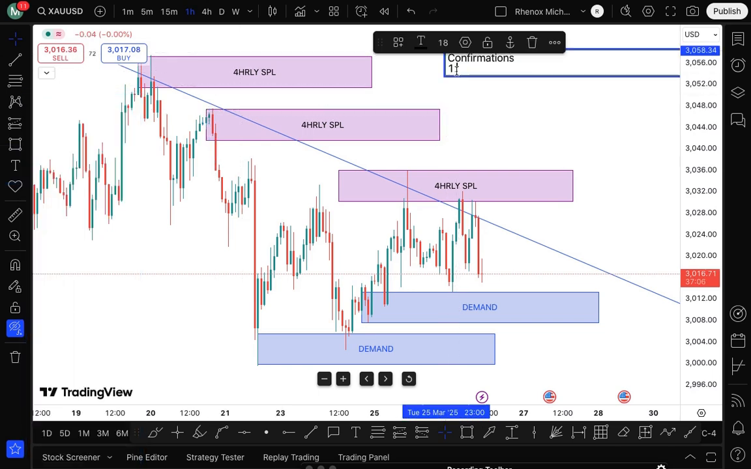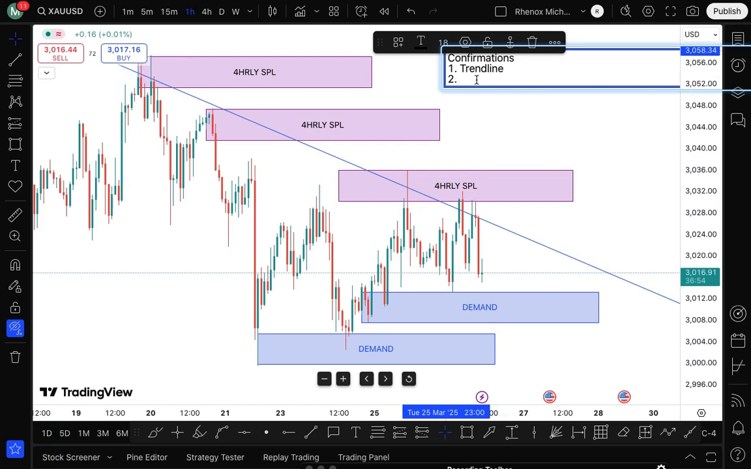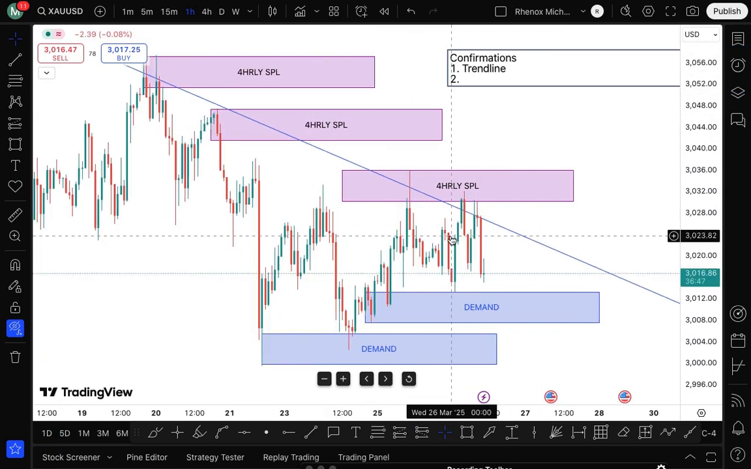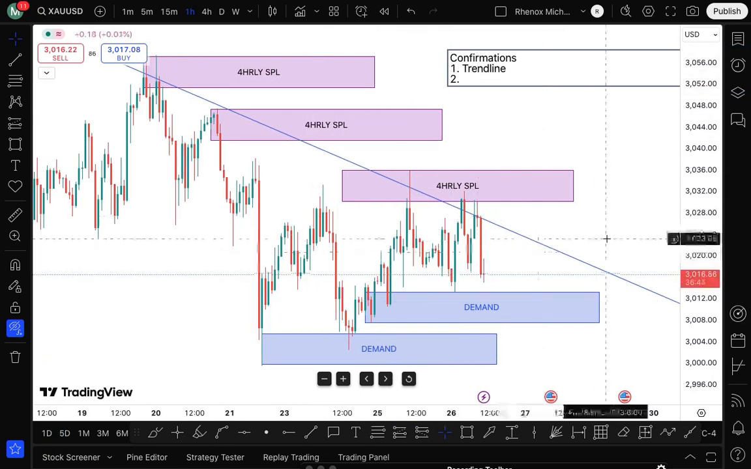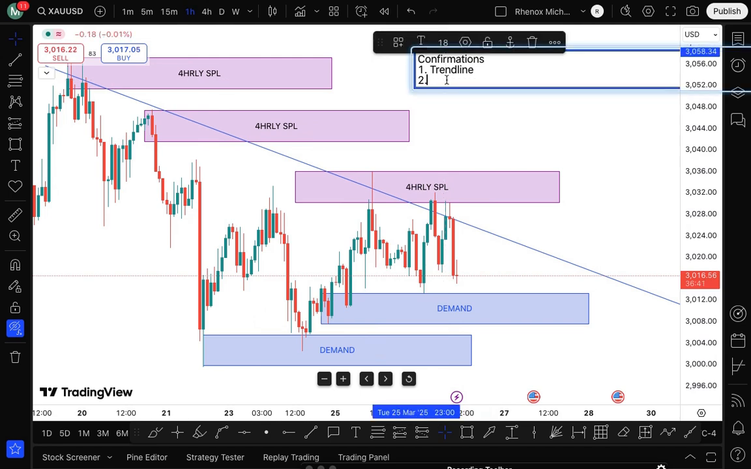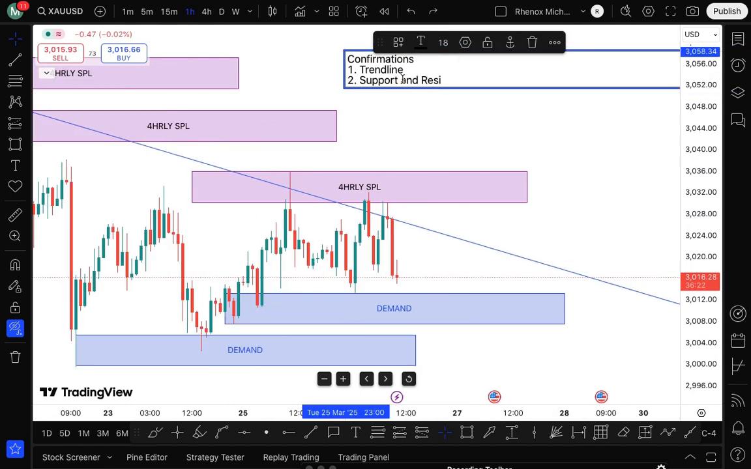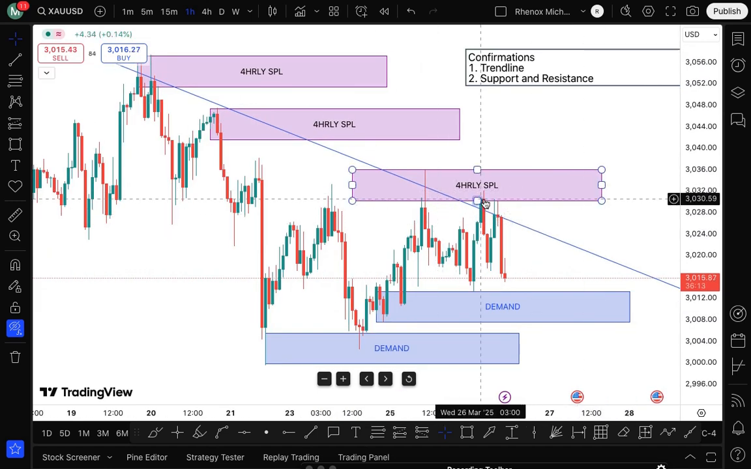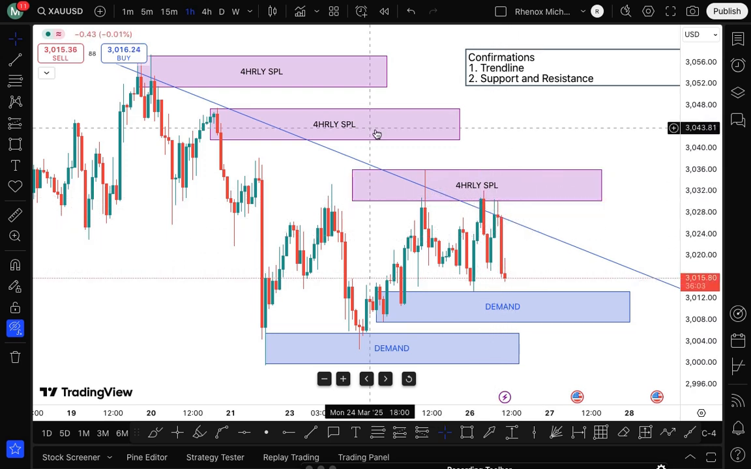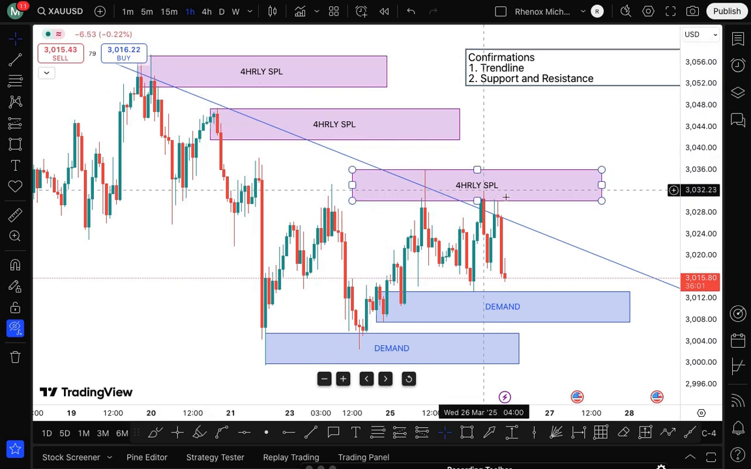Confirmations. Number one, we have trend line is our first. Number two, we have our support and resistance as well. Now you see today price reacted to this supply here to give the drop. So if I was to take a trade at all, I will have, which I even did, took a trade from there. That was on the smaller time frame though.